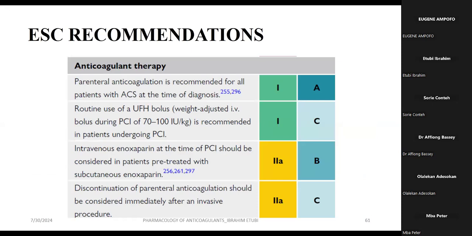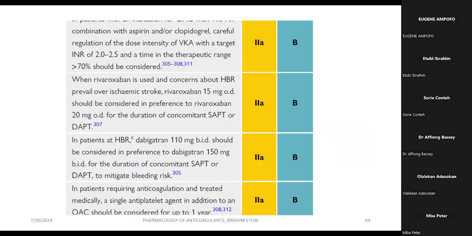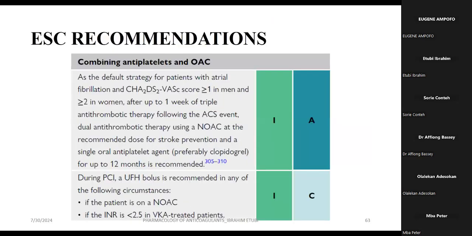So in general recommendation, anticoagulant therapy. Parenteral anticoagulation is recommended for all patients with acute coronary syndrome at time of diagnosis. Okay, and then routine use of unfractionated heparin bolus is recommended in patients undergoing PCI. Okay, for patients with NSTEMI in whom early invasive angiography is not anticipated, fondaparinux is also recommended for them. Then combining antiplatelets and oral anticoagulants.